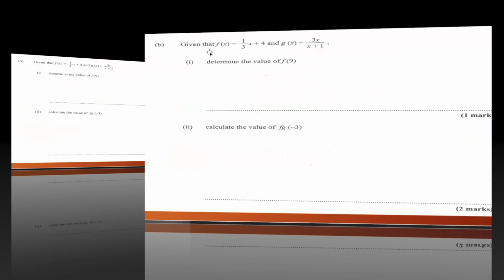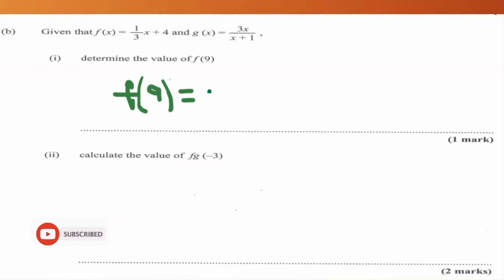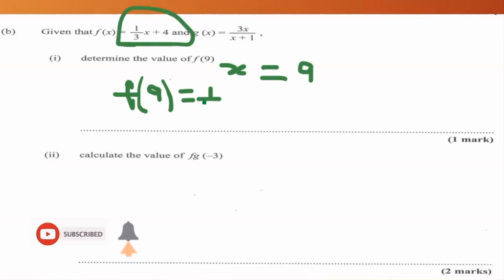Next, part B. Given that f(x) = 1/3 x + 4 and g(x) = 3x/(x + 1), determine the value of f(9). So this is the f(x) function. Now, f(9) means x is equal to 9, so I'm going to replace x with 9 here. So I have 1/3 times 9 plus 4. Now, 1/3 times 9, that's 3, because 3 into 9 goes 3 times. I have 3 plus 4, so the answer is 7.